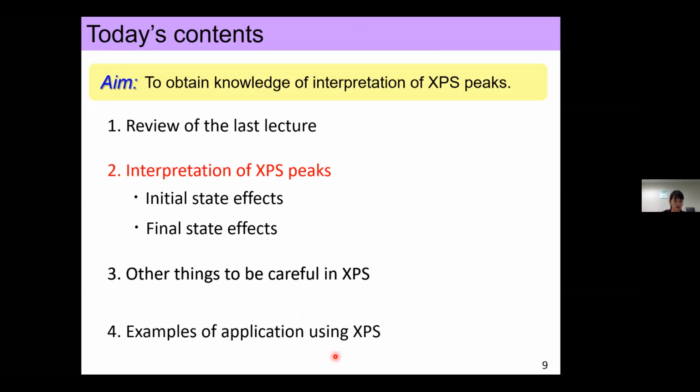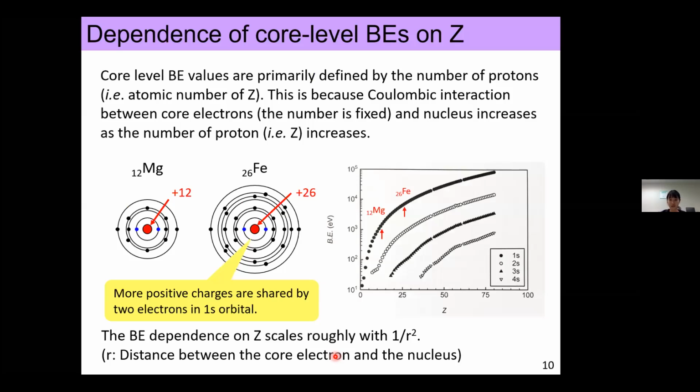Next, let's move on to the interpretation of XPS peaks. So this is the main part of this lecture. In some parts it may be difficult, but I will try to explain clearly. So first of all, I'd like to show the dependence of core level BEs on atomic number Z.